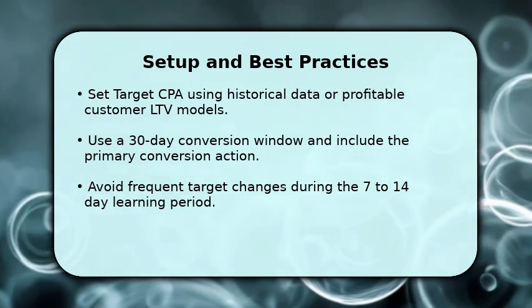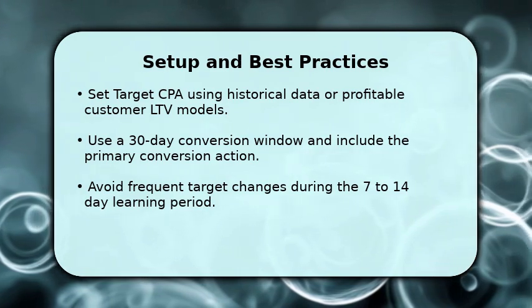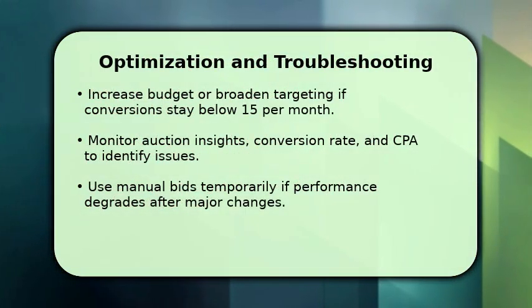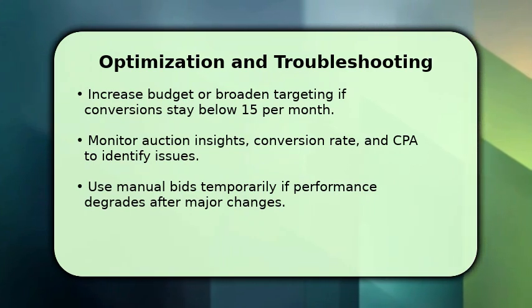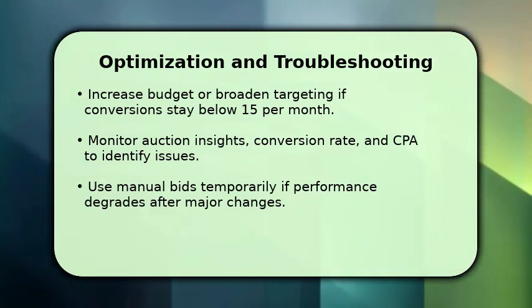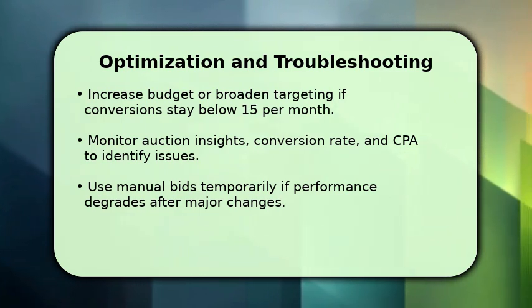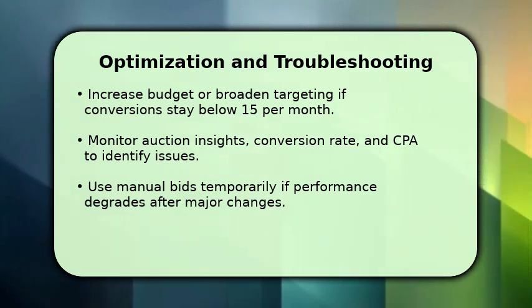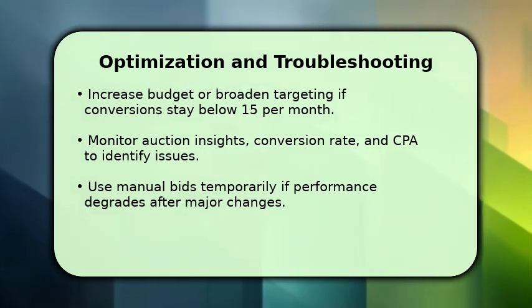Monitor CPA, conversion rate, and auction insights regularly for performance signals. If conversions remain below 15 per month, increase budget or broaden targeting to improve learning. Check conversion tracking for tag errors and confirm the correct conversion action is used.